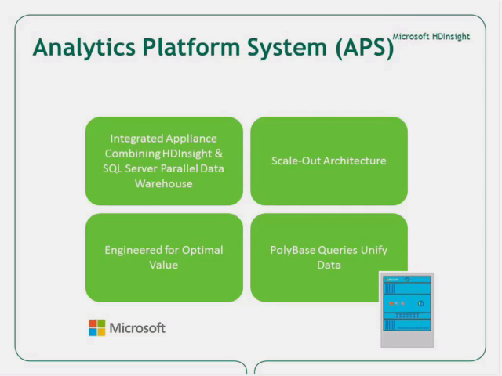And really, it's engineered for optimal value. We talked about some of the cost implications earlier. What APS allows is a choice of hardware. You get cost per terabyte savings and a reduced data center footprint, which can be augmented to take advantage of cloud-based services like Azure.